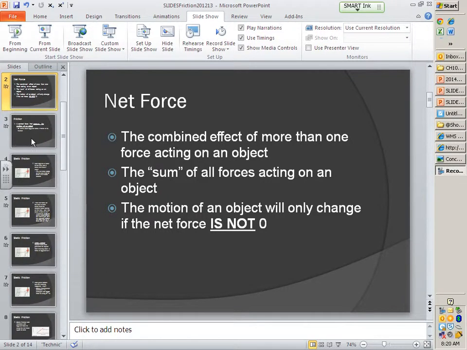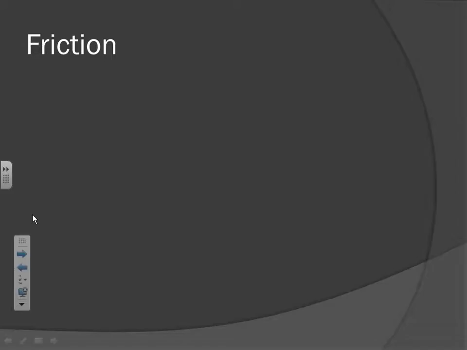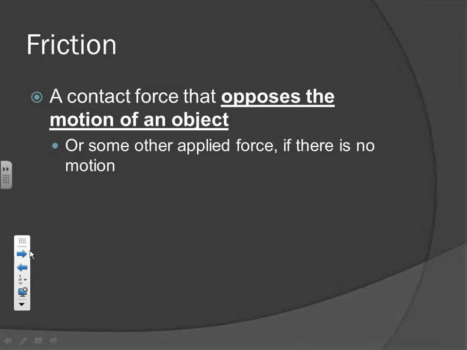All right. Let's go on then, and let's talk about one force that we encounter quite a bit that plays a big role in all the things that we do here on Earth. And that force is friction. So, by definition, friction is a contact force that opposes the motion of an object, or we will find out it can oppose another force if there is no motion.